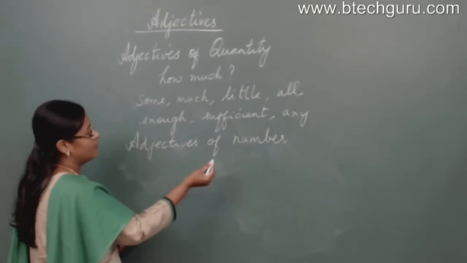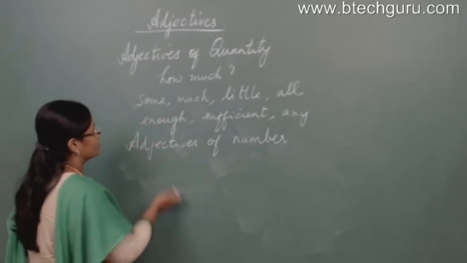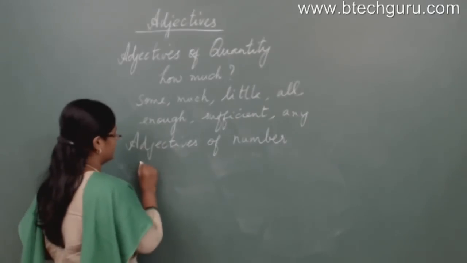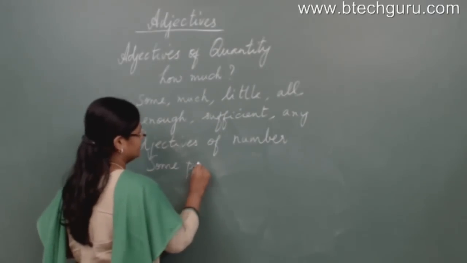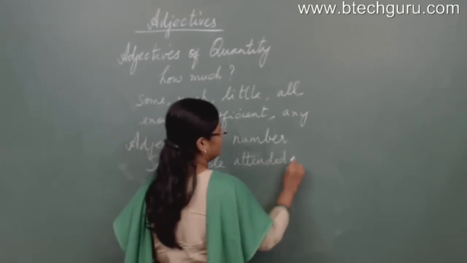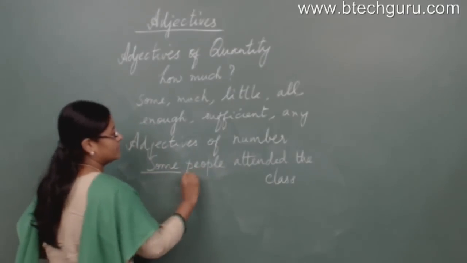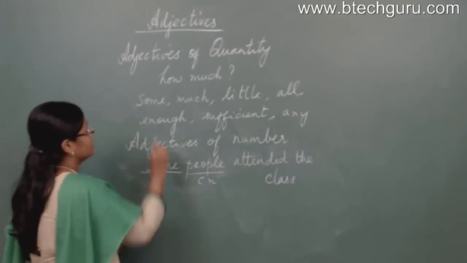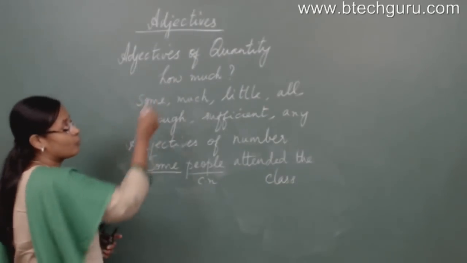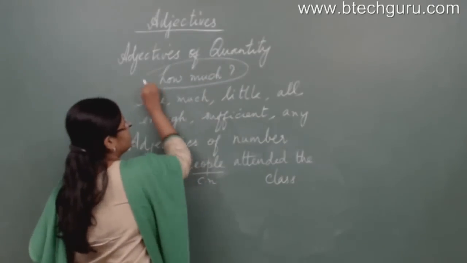So here adjectives of number, you see they talk about the countable nouns, things which you can count. So the same word some can also be used as an adjective of number. Like some people attended the class. Now you see people, you can count them. Whereas if I say there's some food left, there it is an adjective of quantity. How much food is left? Some. That's why it's important to ask this question, how much?